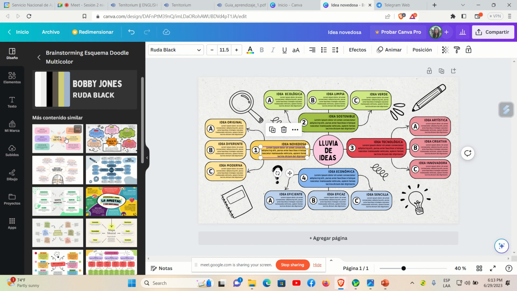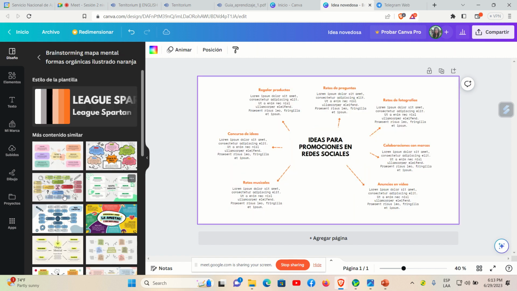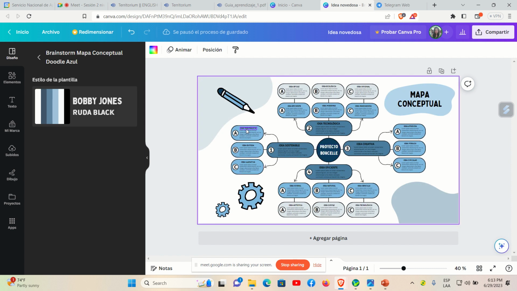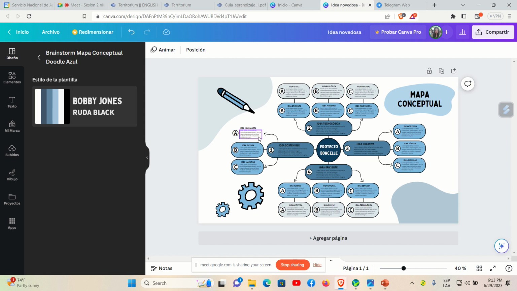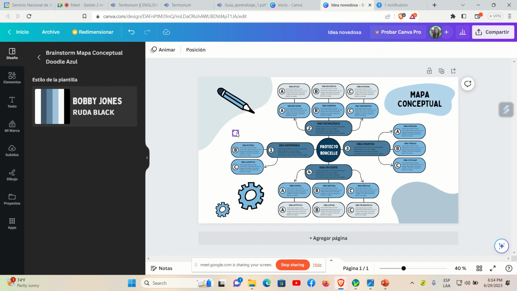Este es un ejemplo. También podemos tomar uno como, por ejemplo, este, que es más sencillo. O por ejemplo este, ¿sí? Si para usted esto es mucho, usted también puede borrarlo. Mire, usted lo puede borrar todo, y quedaría solamente una, ¿cierto? Me parece que Canva es muy sencillo.